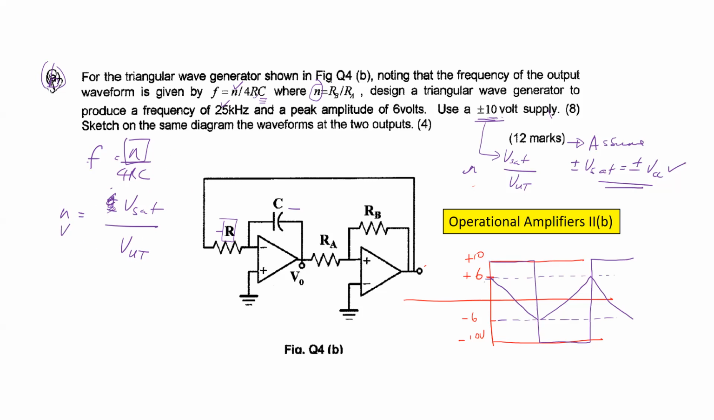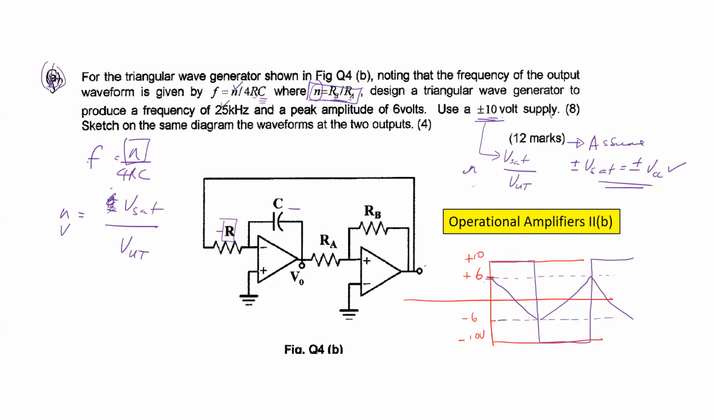And once you calculate N, now everything else is here. You're given the relationship between RA and RB and N. So you could calculate both of them. You pick one and calculate the other one. And then same thing for the resistor and the capacitor. Pick one and calculate the other one. And I get 12 marks here.